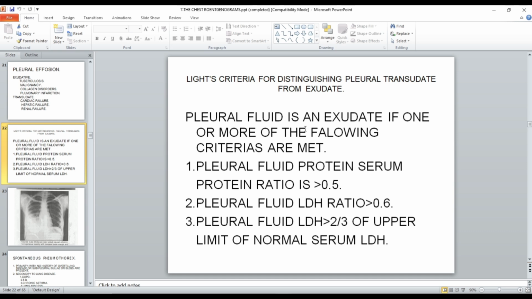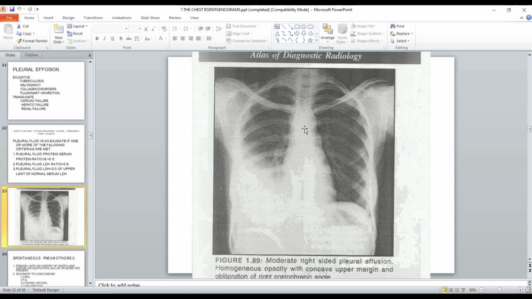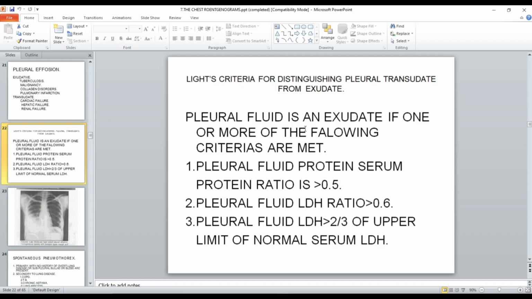To distinguish exudate from transudate: if the pleural fluid protein to serum protein ratio is more than 0.5, if the pleural fluid LDH ratio is more than 0.6, and if the pleural fluid LDH is more than two-thirds of the upper limit of the normal serum LDH, then it is exudate. The simplest formula is that if the protein is more than 3 gram per 100 cc, it is exudate; if it is less than 3 gram per 100 cc, it is transudate.